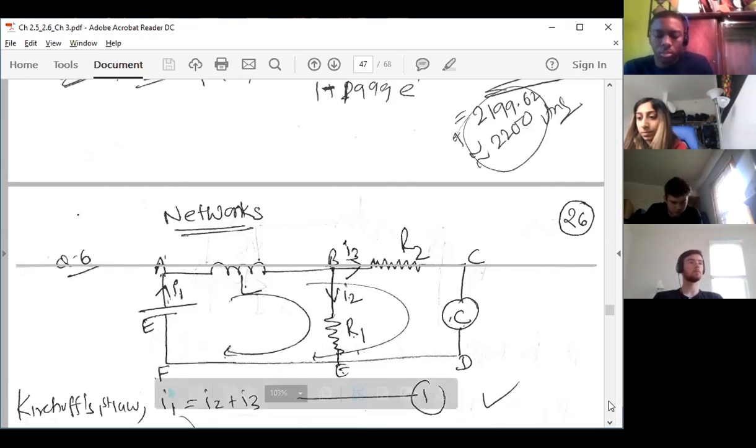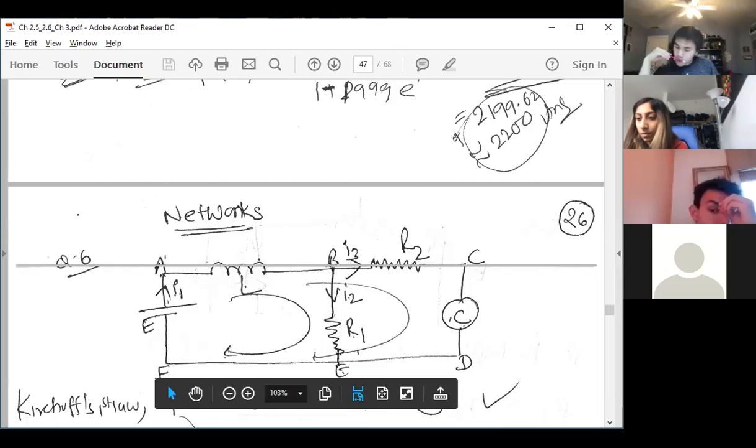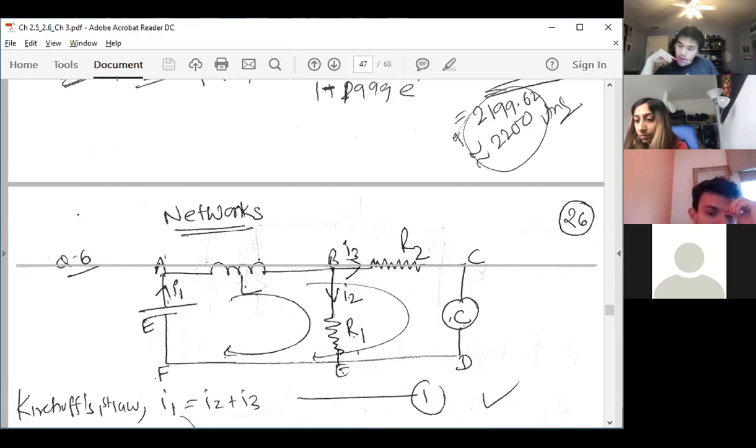Show that a system of differential equations that describes the currents I2(t) and I3(t) in the electrical network shown in the figure is L di2/dt plus L di3/dt plus R1 I2 equals E(t), and negative R1 di2/dt plus R2 di3/dt plus 1 over C times I3 equals 0. Okay, guys, look at here.